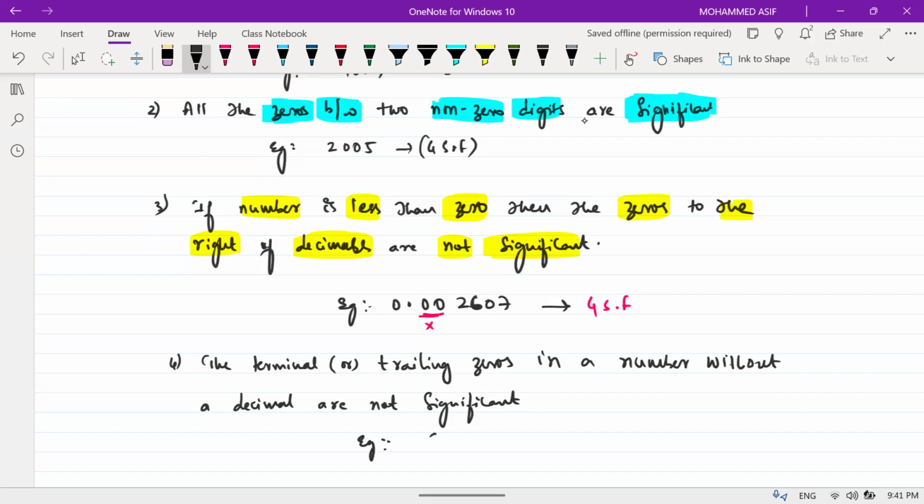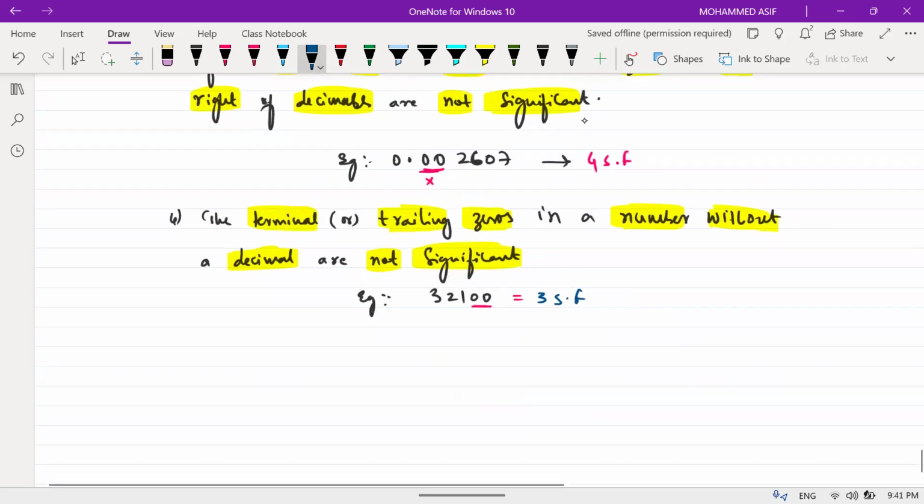Like, for example, if I take 32100, number of significant figures, anyone? I told you, the terminal or trailing zeros in a number without a decimal are not significant. There is no decimal, so these 2 zeros are not significant. That means the number of significant figures will be 3. 3, 2, 1 are the significant digits. Am I clear? Yes, sir.